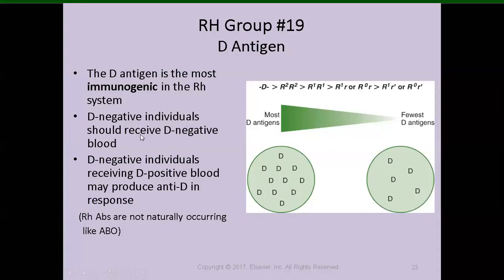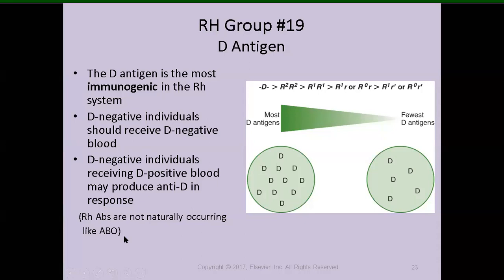So why is that? Remember, ABO antibodies are naturally occurring. So if we have a type O individual, they have naturally occurring anti-A and anti-B. If we accidentally give them type A, the anti-A in that recipient's bloodstream is going to attack the A antigen on the donor cells, and it's going to cause a massive transfusion reaction. Okay. When we have an RH negative individual, remember, RH antibodies are not naturally occurring.